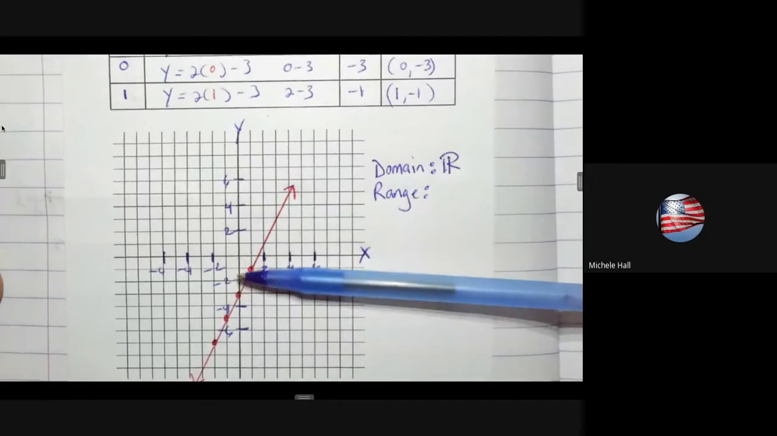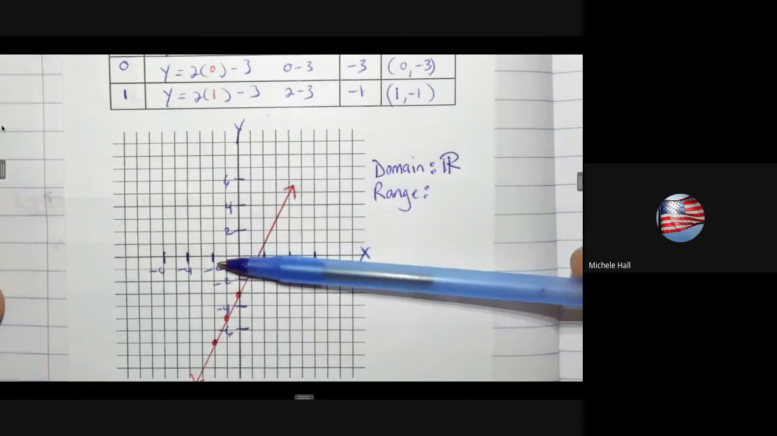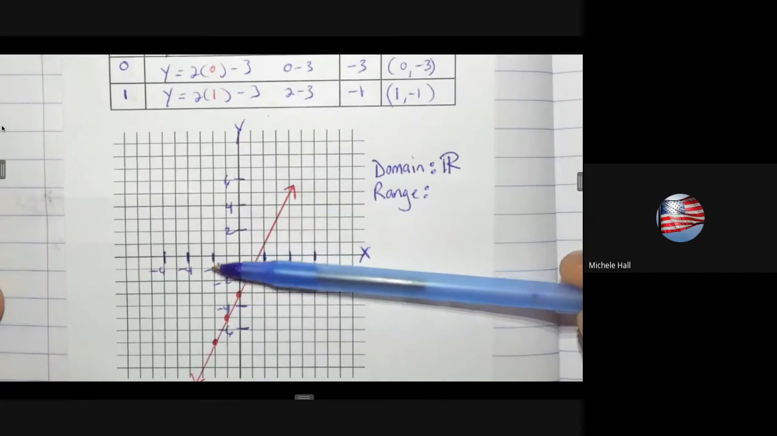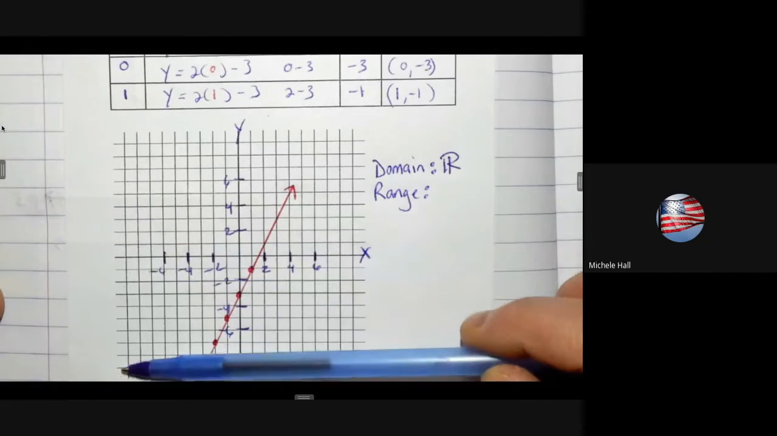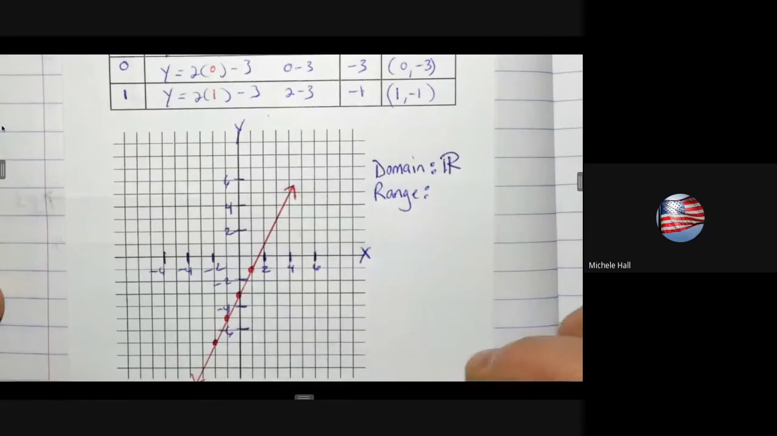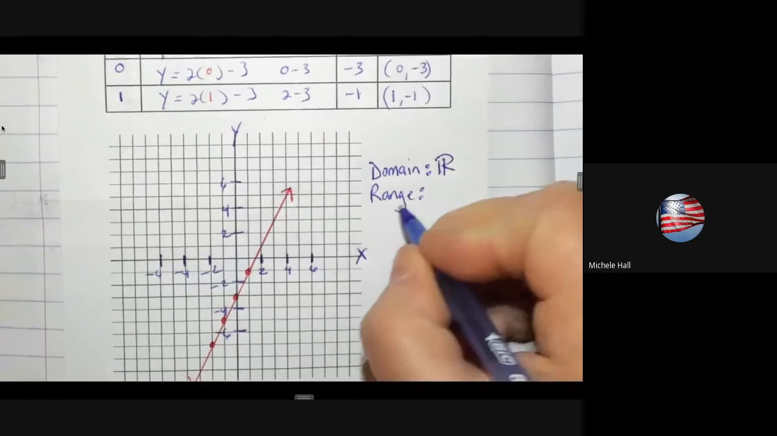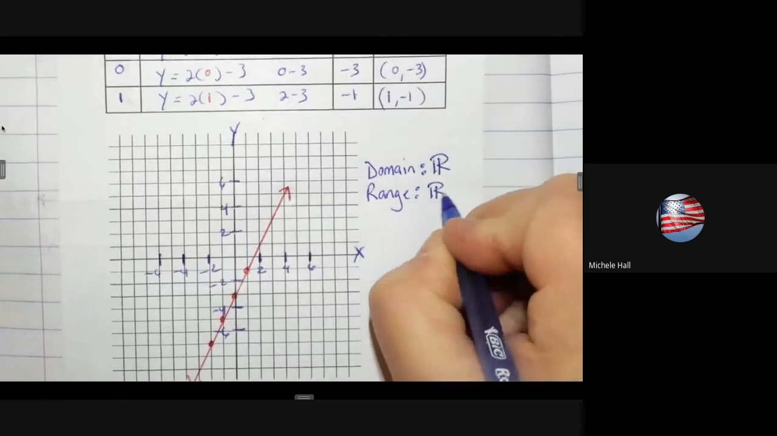Same would be true on the negative side. At -2, is the function there? Yes, it's right here. At -10, would the function be there? Yes, because it's going out to infinity and that line would meet it. So again, the range is all the reals.